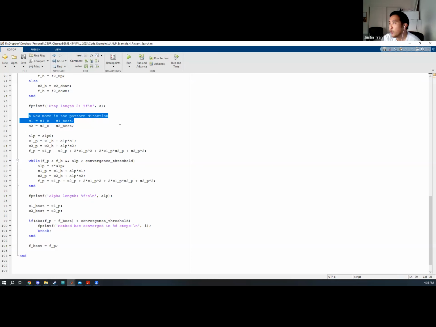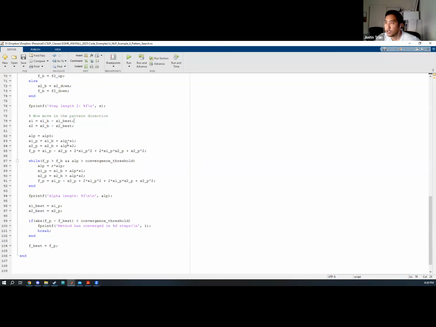And so we need to do those each iteration before we can determine the pattern direction, okay? And so the pattern directions are going to be, in this case, two entries because we have a two-dimensional optimization problem, okay? And so we set S1 equal to x1b minus x1 best, okay? x1 best was the previous best point before we took the coordinate steps. And same thing for S2, right? So S2 is going to be x2b minus x2 best, okay?